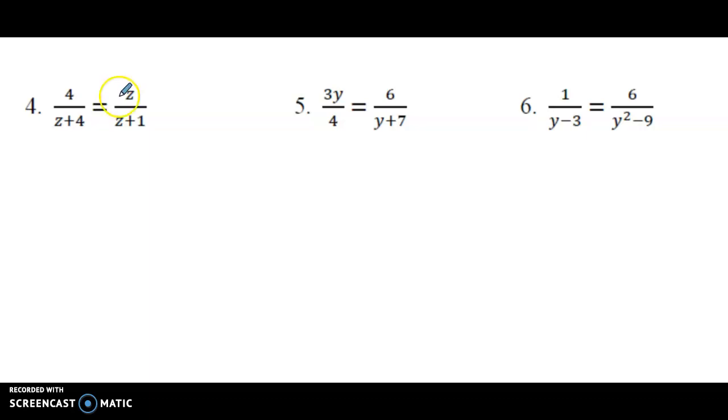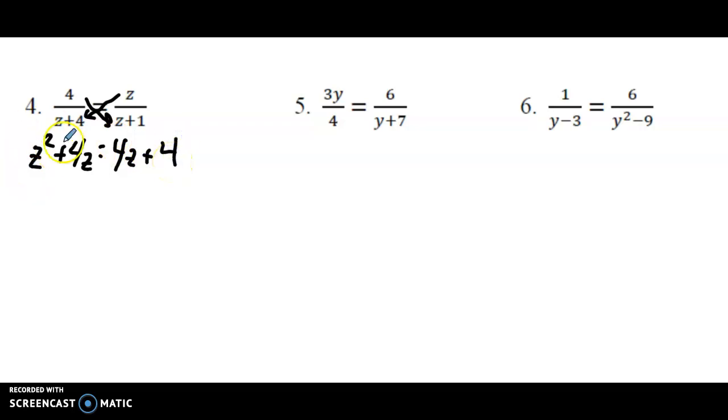Again, cross products. Z times z plus 4 is z squared plus 4z. And then that's going to equal 4 times z plus 1, which is 4z plus 4.